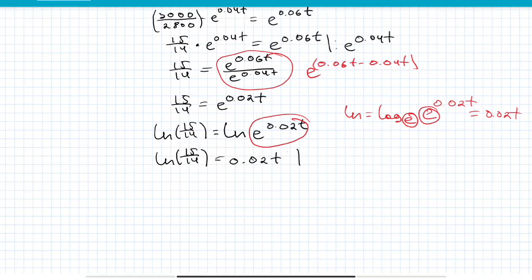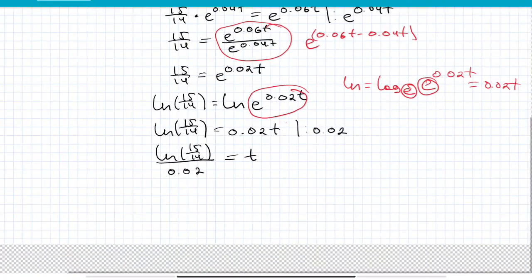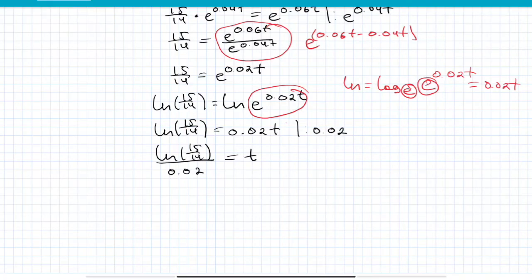Now we divide both sides by 0.02, which means ln of 15 over 14, divided by 0.02, is equal to t. If we calculate these values, it's going to be around 3.449, which is almost the same as 3.45 years. Don't forget that this period was in years.